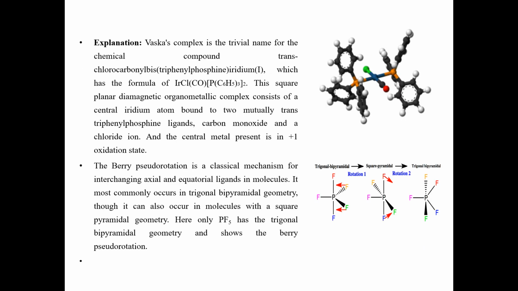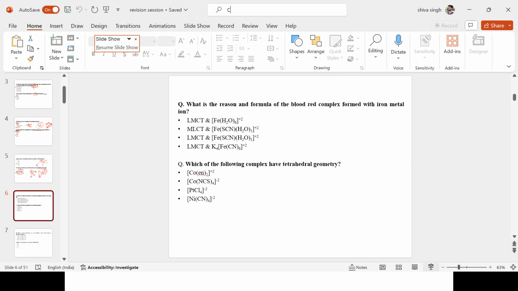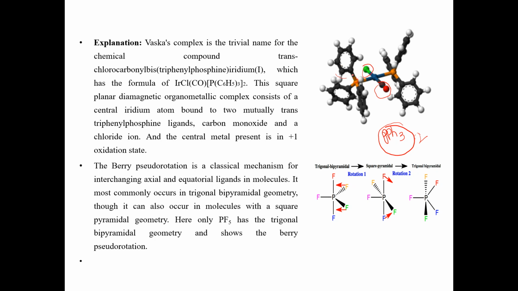Okay, so if I see the structure here, you can see one chloride is here and one carbonyl, right? And the rest is the PPh3 molecule twice. You can see one phosphorus is connected to three phenyl rings. So this is called Vasquez complex, and the central metal atom is present in plus 1 oxidation state.